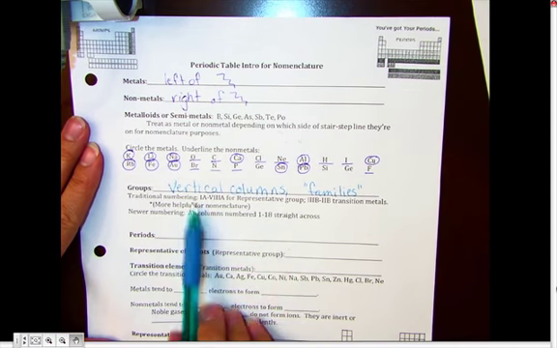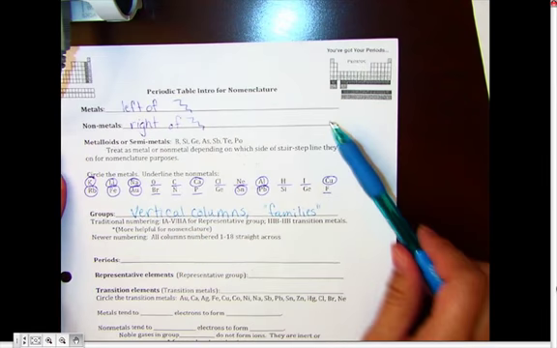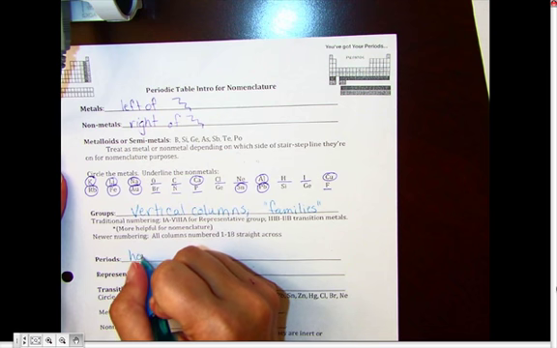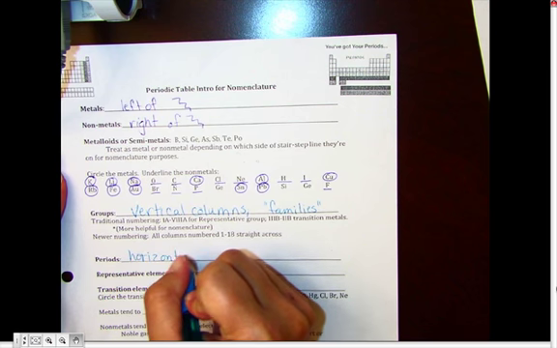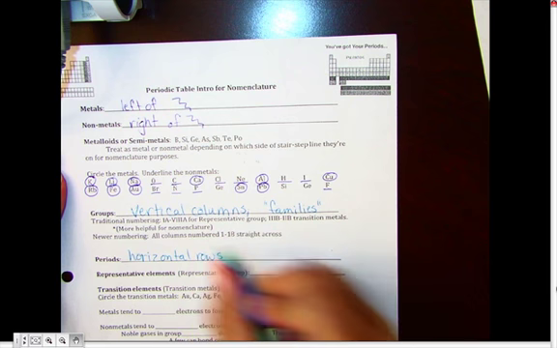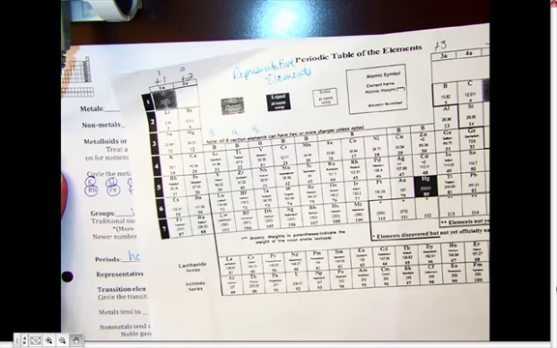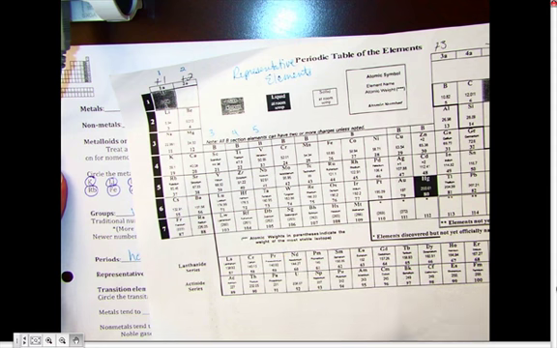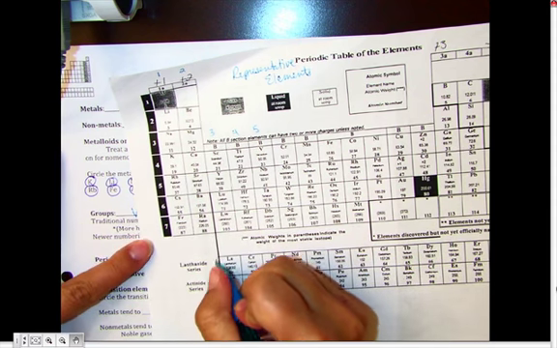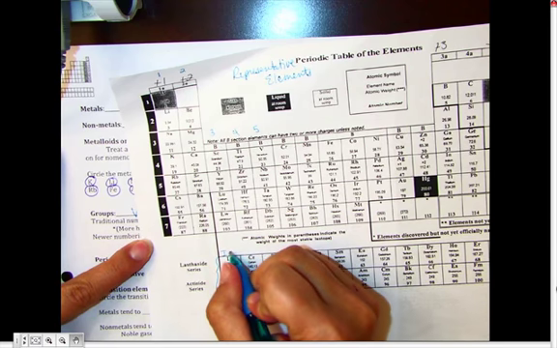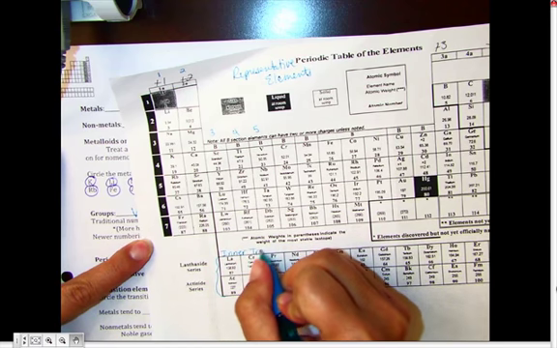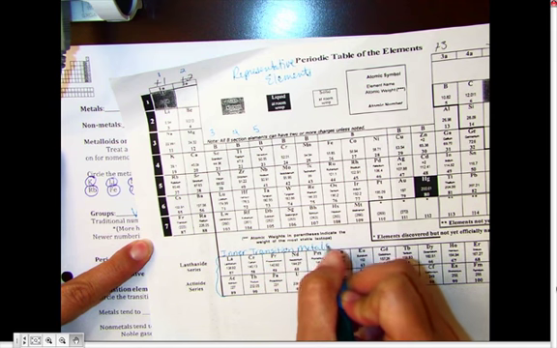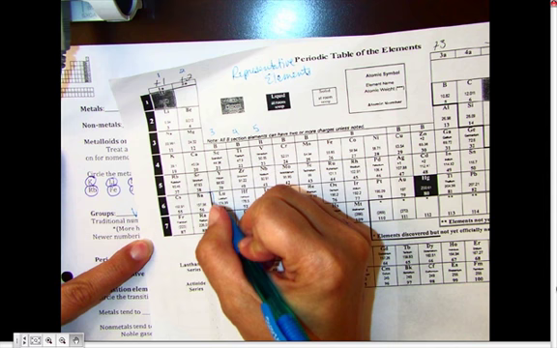Those are the groups. Periods are the ones that go across. These are your horizontal rows. And if you look on your periodic table, you can see there are 7 periods. They're all labeled. This group down here, these are called the inner transition metals. And they fit inside the periodic table right here.